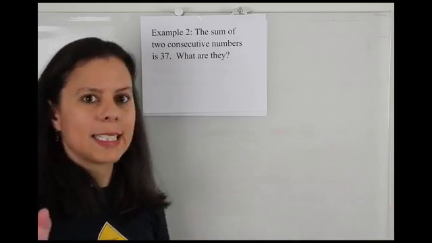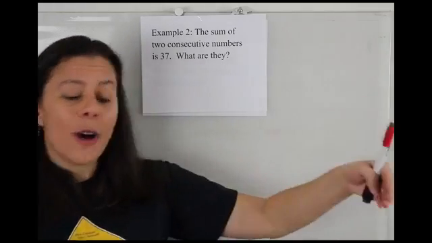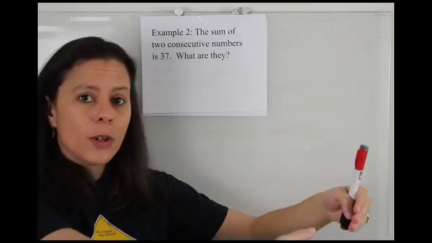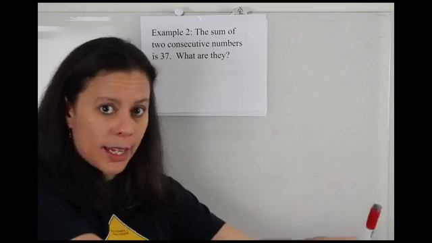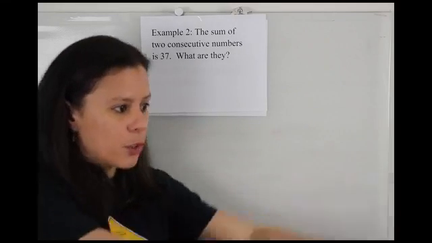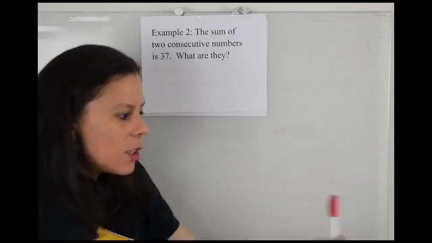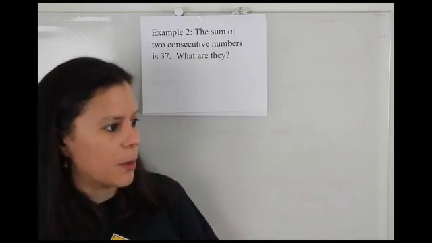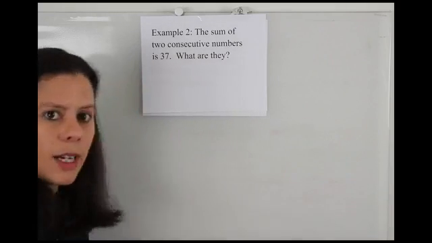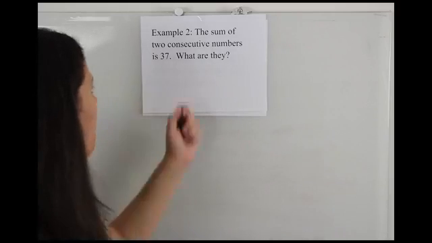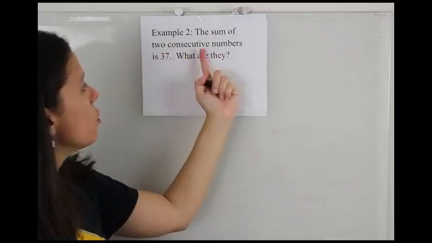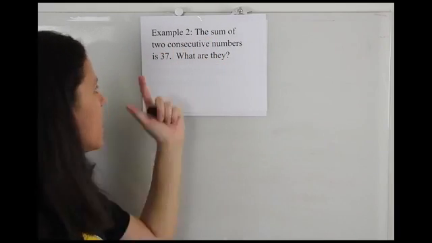I don't know if that made any sense. But for example, 5 is 4 plus 1, 6 is 5 plus 1, 7 is 6 plus 1, and so on and so forth. Every single number is 1 more than the previous number, consecutively. So consecutive numbers. I know that the sum of these two consecutive numbers is going to be 37.